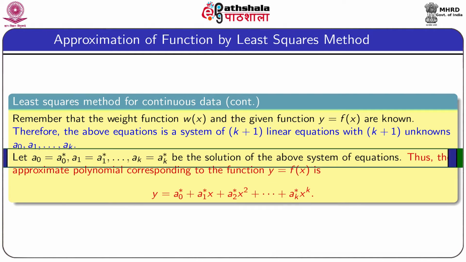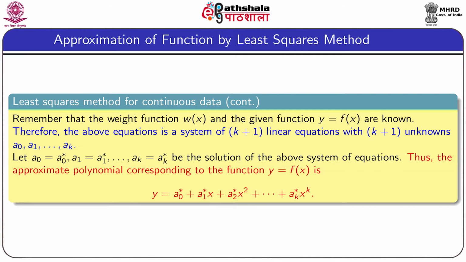Suppose a0 equal to a0 star, a1 equal to a1 star, and dot dot dot ak equal to ak star be the solution of this system of equations.